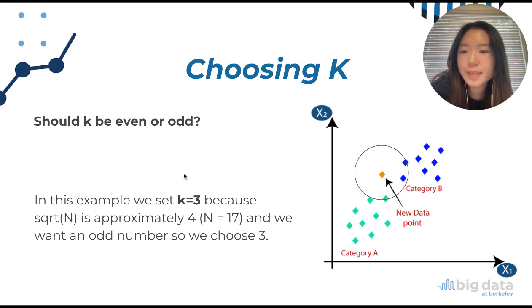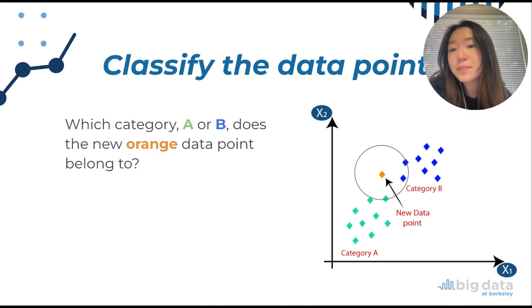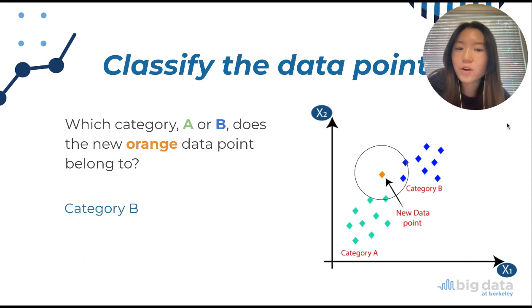In this example, we set k equal to 3 because the square root of n is approximately 4, and we want an odd number, so we choose 3. The number is odd because we want to avoid ties. And now we classify our orange data point as category B.